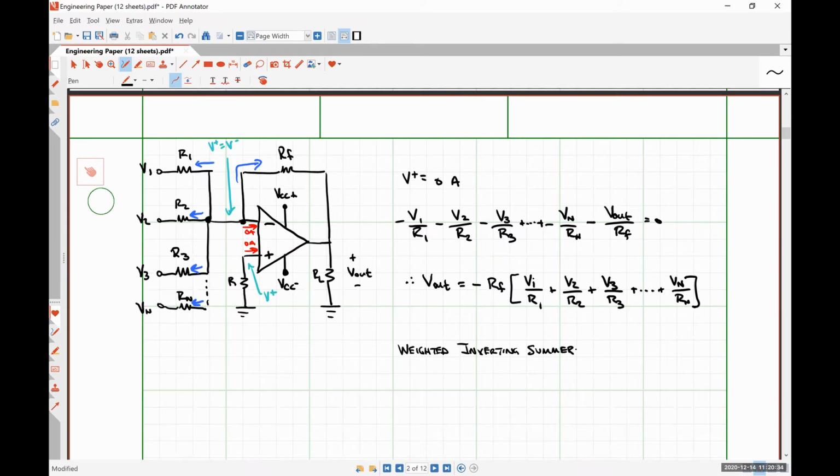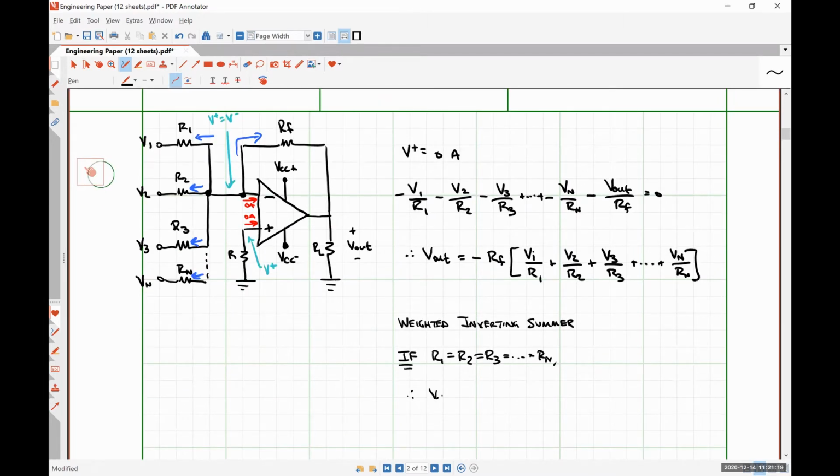It's weighted because the gain applied to each input signal isn't the same, right? So the gain applied to input signal V1 is RF over R1. The gain applied to input signal V2 is RF over R2, et cetera. If all of these resistors R1, R2 through Rn were equal, our output looks like this. This is just an inverting summer because all of the different inputs are scaled by the exact same factor.